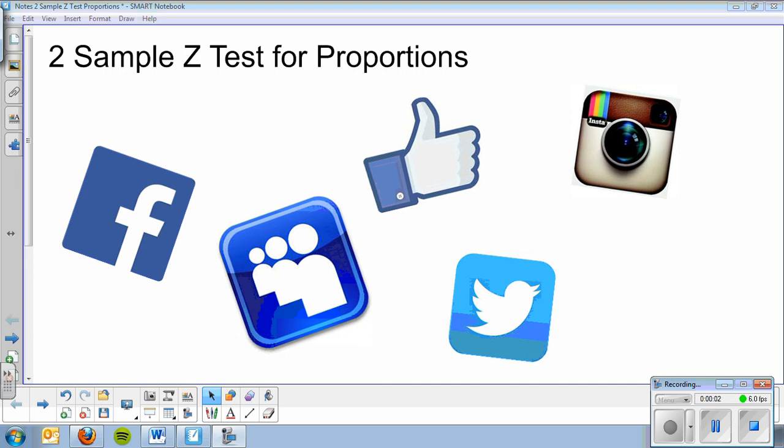Here is your video for two sample z-tests for proportions. We will be comparing two population proportions, very similar to what we did before when we compared two means, and we will do inference as well as confidence intervals dealing with those types of questions.